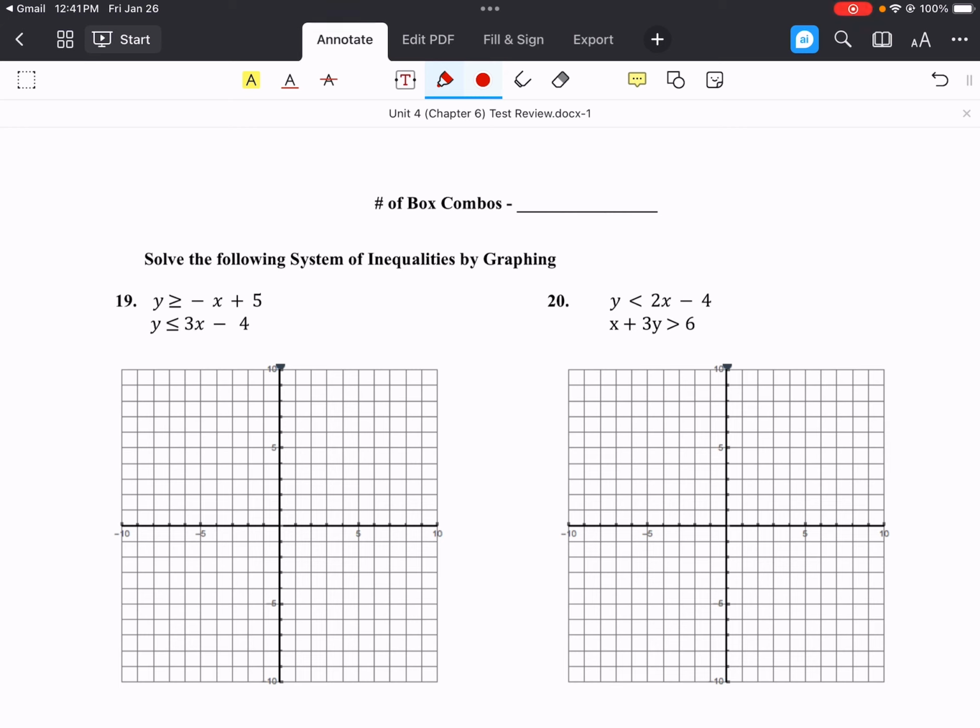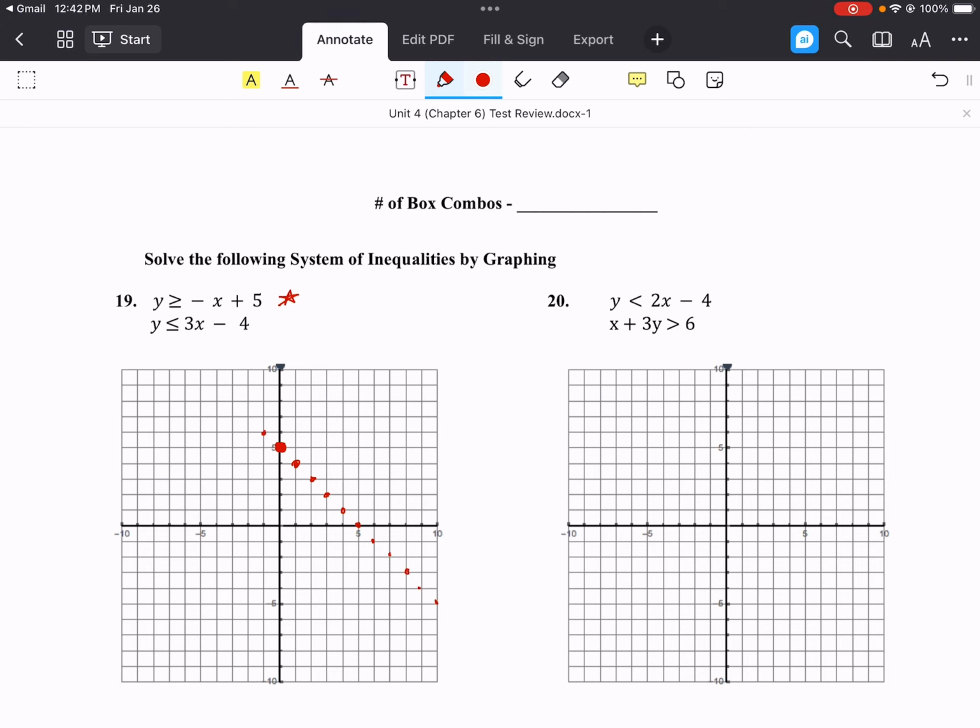Question 19, you have y is greater than or equal to negative x plus 5, and then y is less than or equal to 3x minus 4. Let's start with the first inequality. To graph this, we're going to put our y-intercept at 5, and we're going to apply our slope. Down one, right one, down one, right one, so on and so forth.